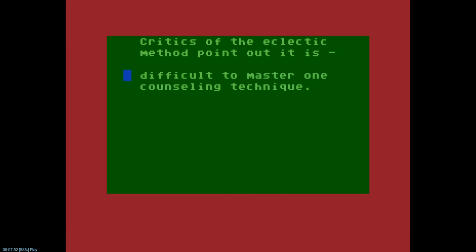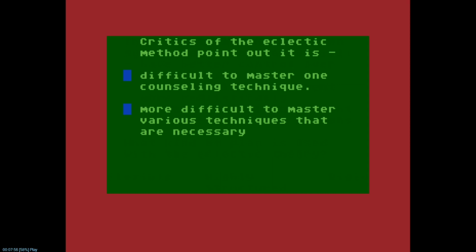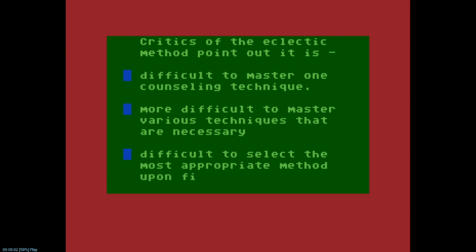Correct. Critics of the eclectic method point out that it is difficult to master even one counseling technique, and even more difficult to master various techniques that are necessary in eclectic counseling. It is also considered difficult for the counselor to select the most appropriate counseling method upon first meeting the counselee.